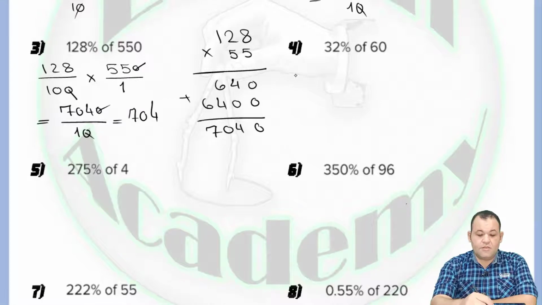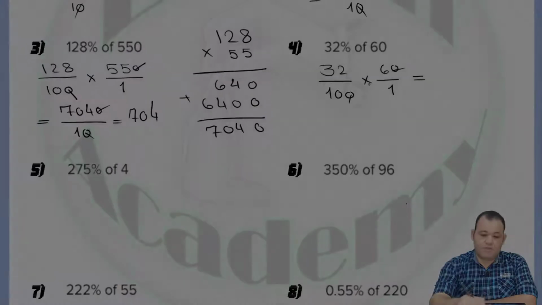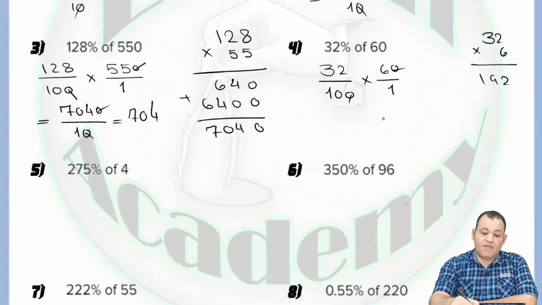32% of 60. In the same way, it will be 32 over 100, and "of" means multiplication. I will multiply it by 60 over 1, cancel 0 and 0. Now, by multiplying 32 times 6, you will find that the answer will be equal to 192. So the numerator will be 192, and the denominator will be 10 times 1, which equals 10.